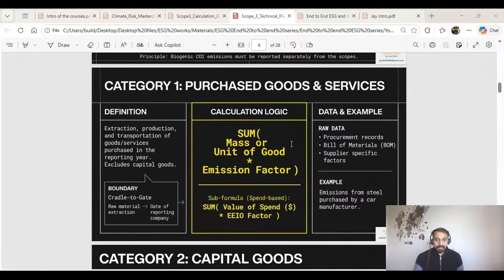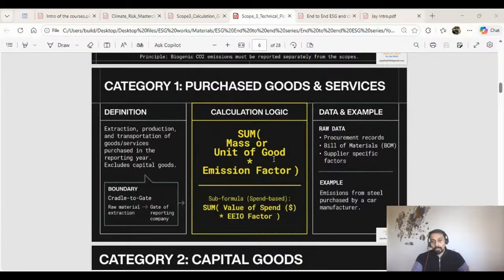For the spend-based calculation, if you know that you purchased your product for a particular amount x, that is based on the financial spend going into the emissions, using economic input-output, and you get the output in emissions. So those are the two methods, spend-based and the quantity-based. You have to multiply that by a particular emissions factor, and you get your tons of CO2 equivalent emissions for category 1.